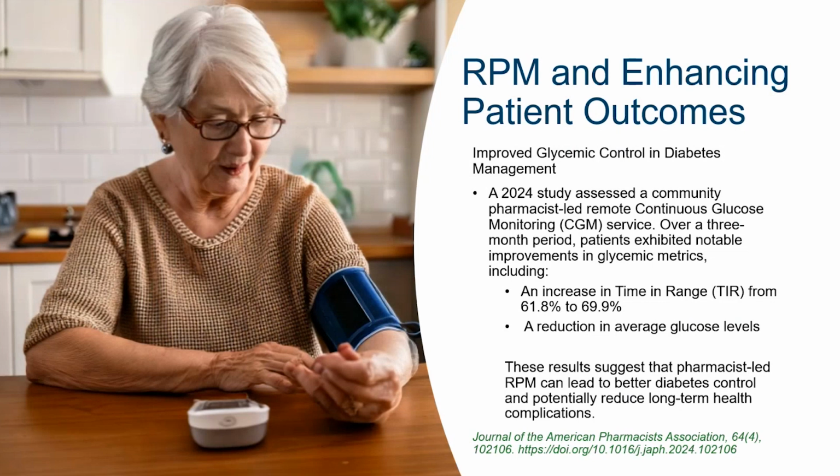So this research showing that pharmacist-led RPM services can significantly improve control in diabetes patients actually can reduce long-term health complications. Just imagine how the impact of having real-time blood glucose readings can allow pharmacists to provide immediate interventions and prevent complications before they arise. With these real-time readings, pharmacists are also positioned to provide lifestyle counseling based on data trends, ensuring patients adhere to their care plans.